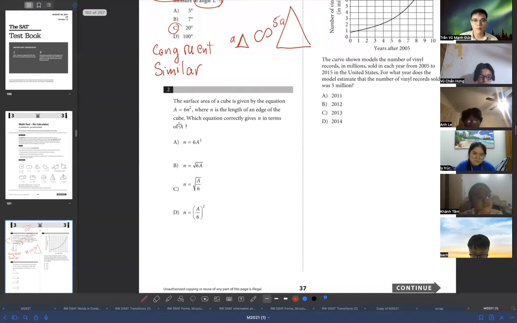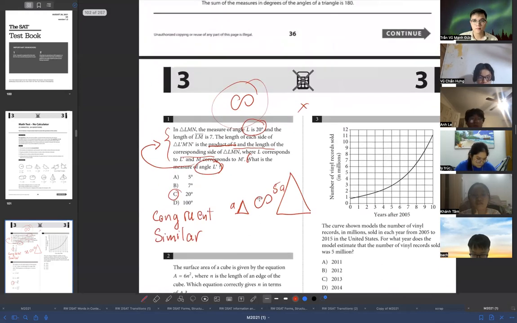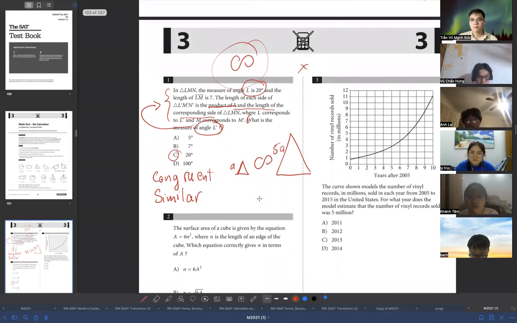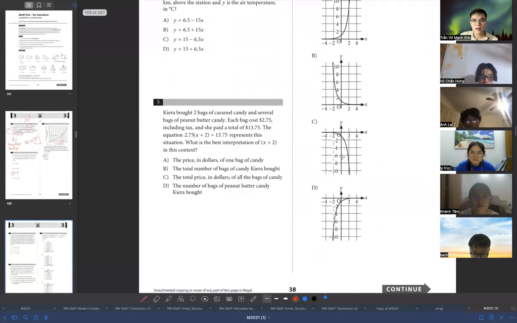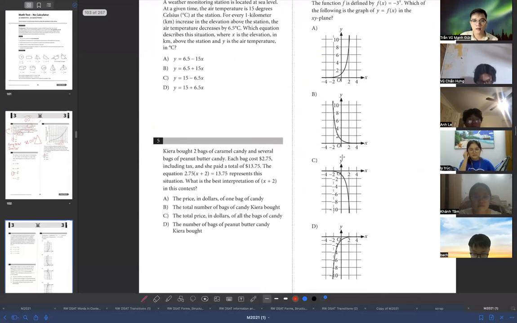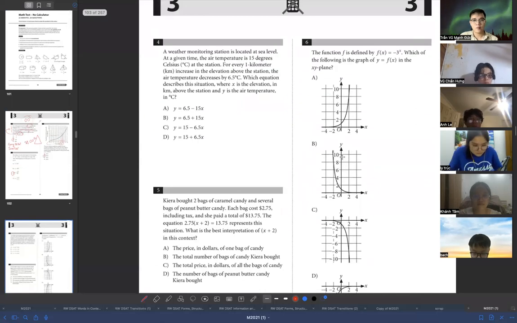I choose C too. And question 3 is? B. Okay, very good. B, 2015 for each. So what year was this sold for 5 million? You just draw a horizontal and a vertical line. You can see that this is 7 years after 2005. You get 2012. Okay, very simple, very easy. Next up, it's number 4.